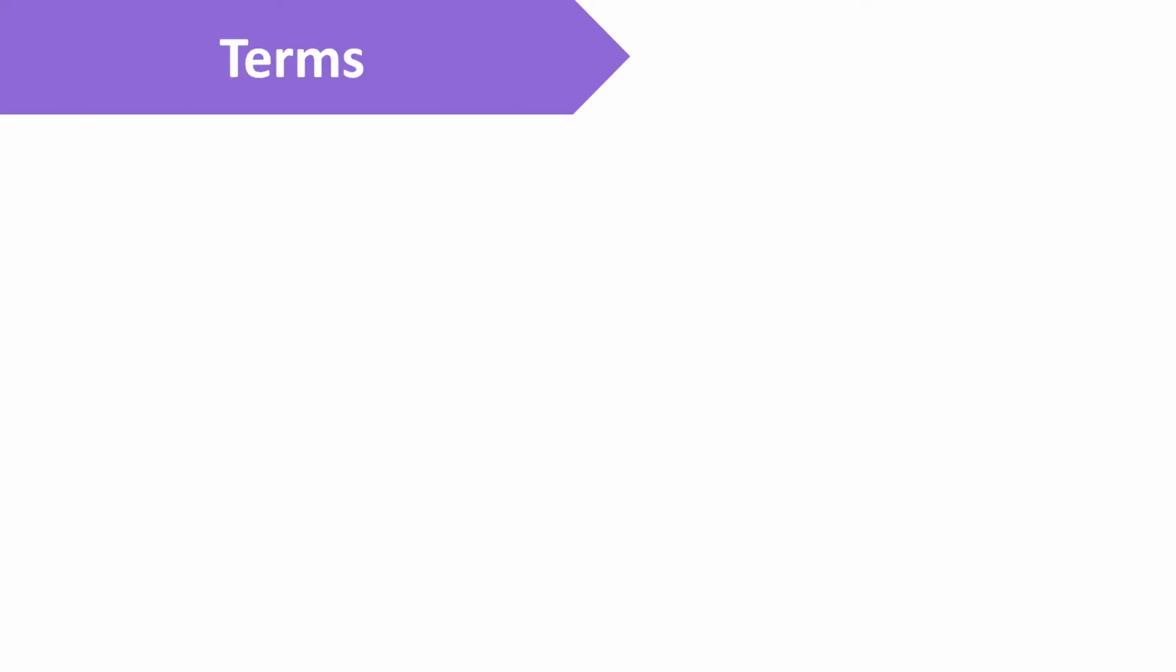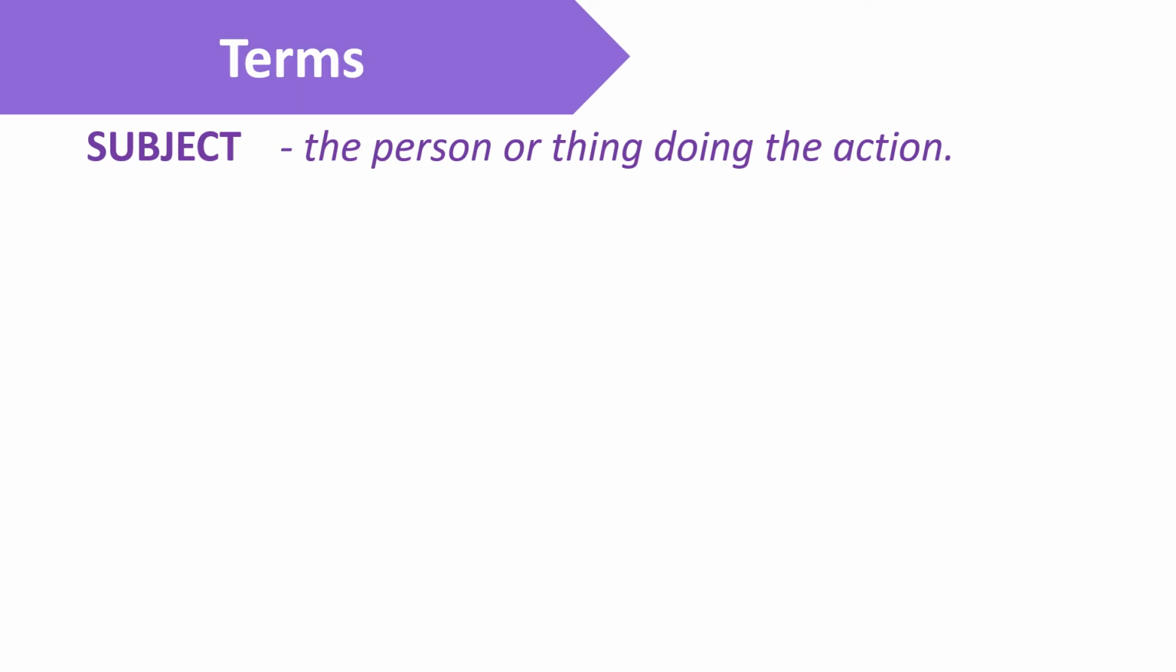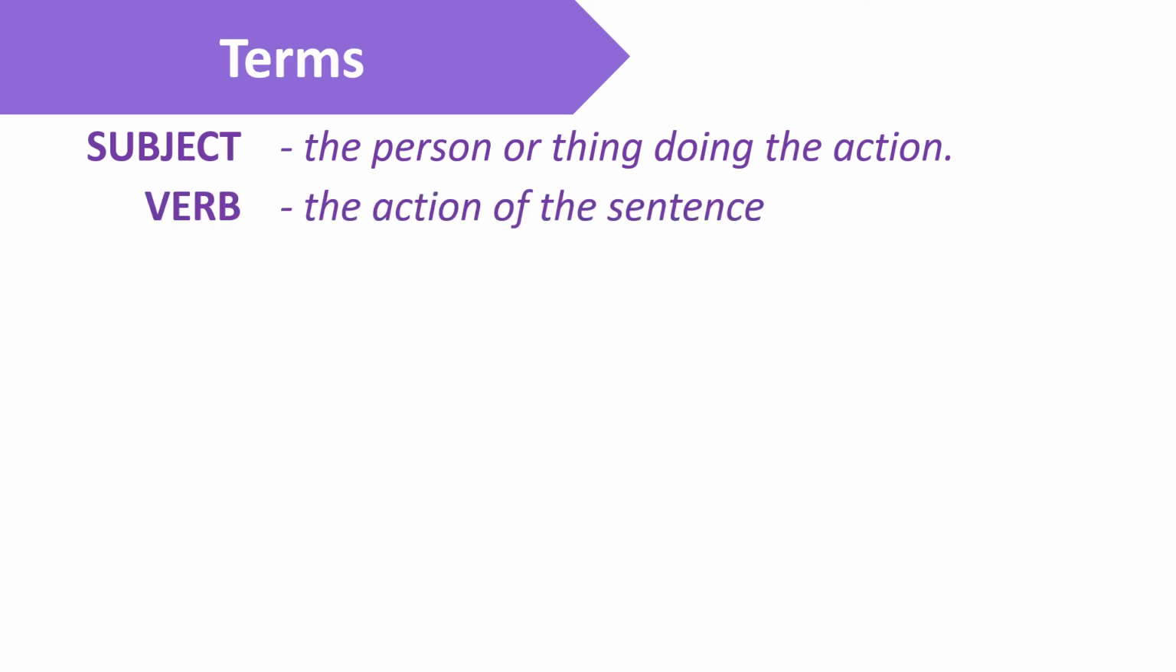Terms. You will hear the following terms often in many language classes. These grammatical terms typically aren't part of your everyday language, but they are important in describing and talking about what we are learning in class. Let's start with subject. A subject is the person or thing doing the action. The verb is the action of the sentence.